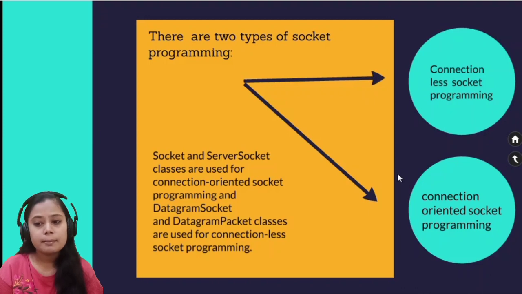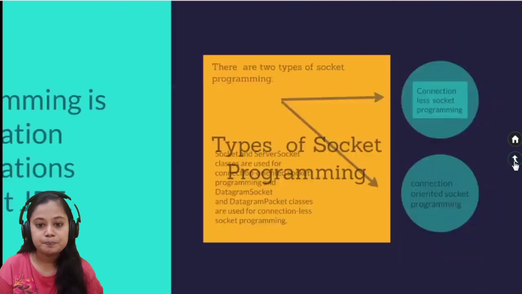A question comes to our mind: if there are two types of socket programming, what is the difference between them? In connection-oriented socket programming, an acknowledgement is sent by the receiver to the sender, whereas in connection-less socket programming, no acknowledgement is sent by the receiver back to the sender. The Socket and ServerSocket classes are used for connection-oriented socket programming, and the DatagramSocket and DatagramPacket classes are used for connection-less socket programming.